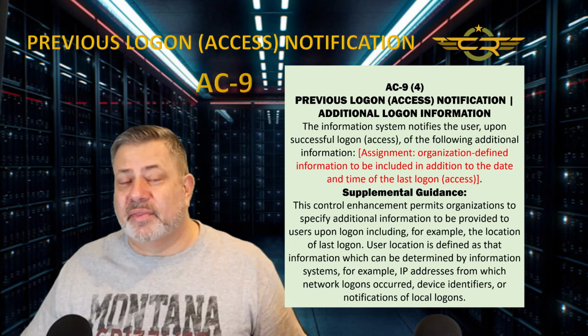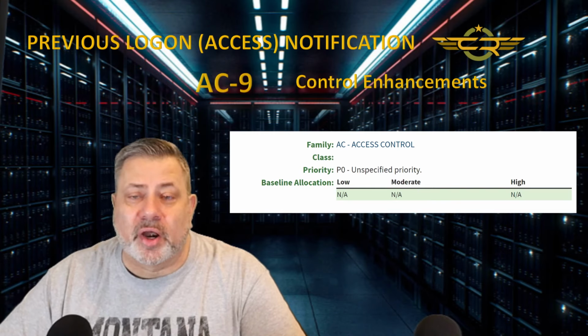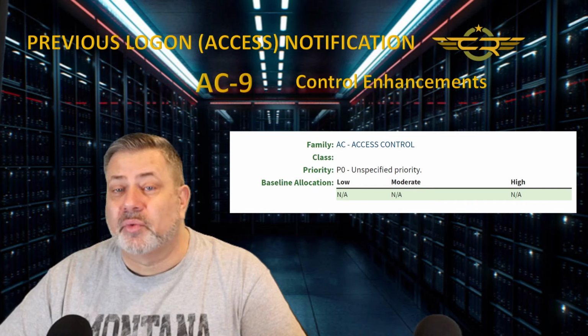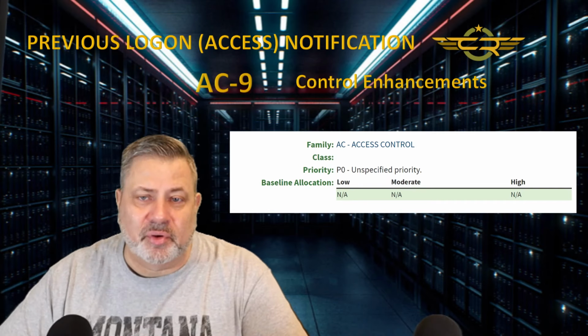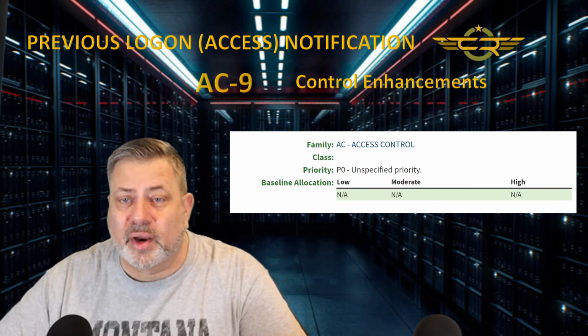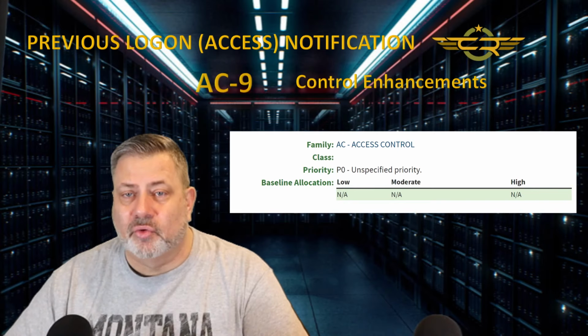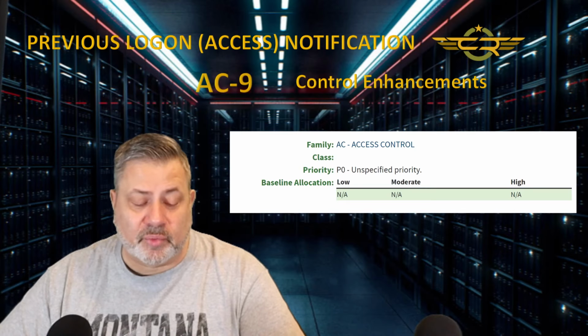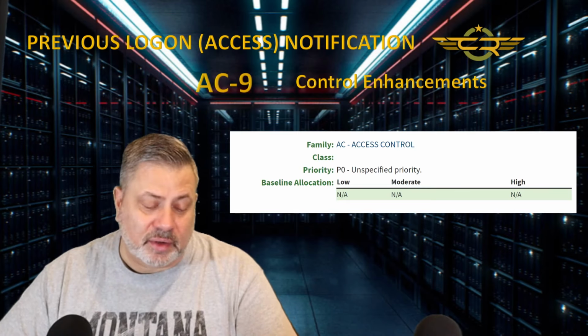This one is, of course, in the AC or access control family. This is a priority 0 or unspecified priority. We can implement this whenever we want. Generally, we're going to do priority 1, 2, and 3 before this, and it's not a requirement for any of the baselines, which means we can always tailor it in, and it is required in the intelligence community, there's some baselines over there that are requiring this. So this is just, of course, the normal NIST baseline, low, moderate, high. So it's not required. We're going to tailor this thing in.